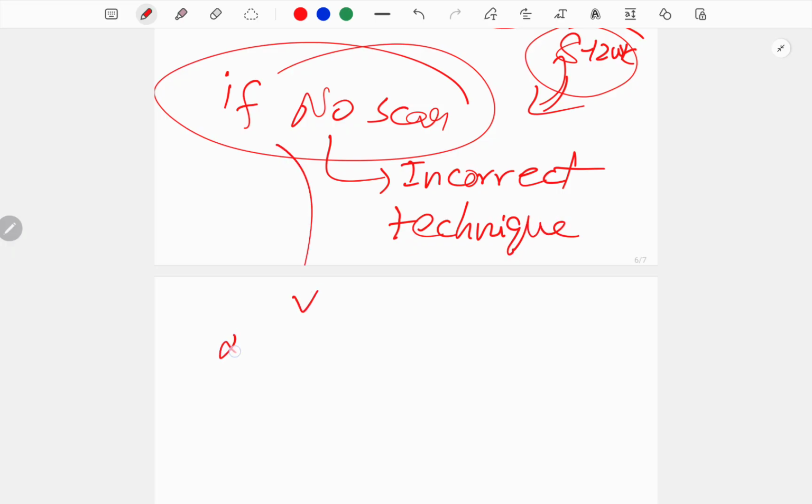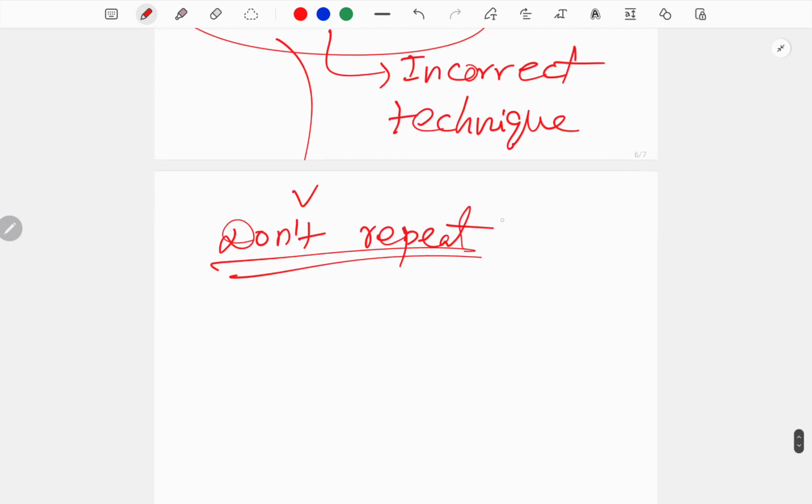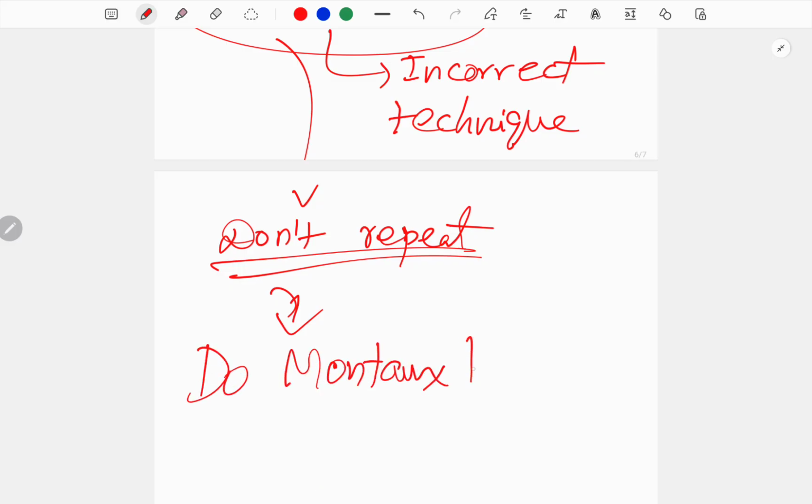So do not repeat the vaccine again. Do Mantoux test after 12 weeks if there is no scar.